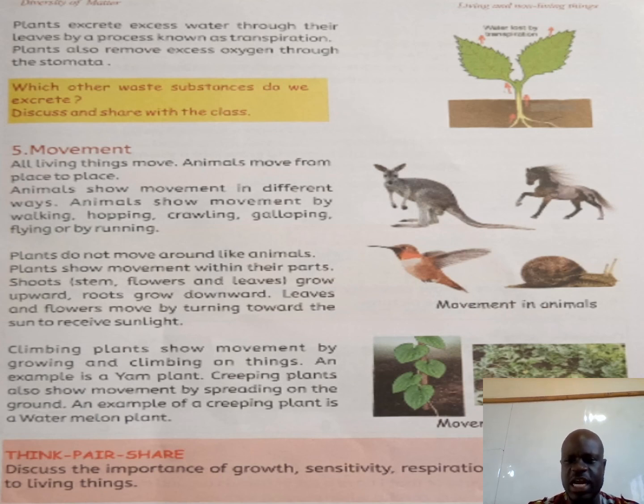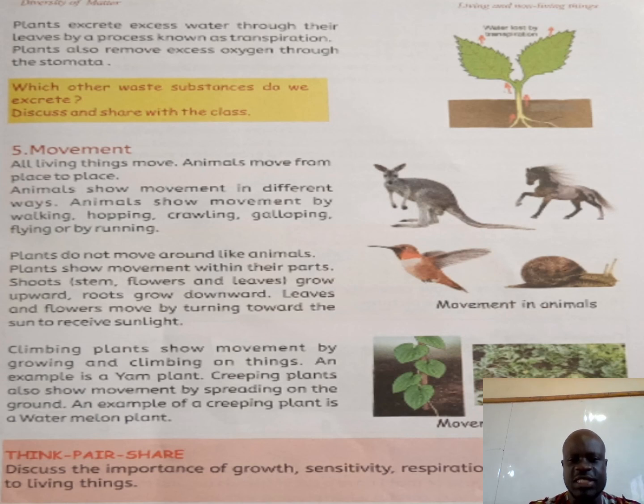And the fifth one is movement. Looking at the picture in here, living things do move. All living things move. Animals move from place to place. Animals show movement in different ways. Animals show movement by walking, hopping, crawling, galloping, flying, and running. Plants do not move around like animals. Plants show movement within their parts.